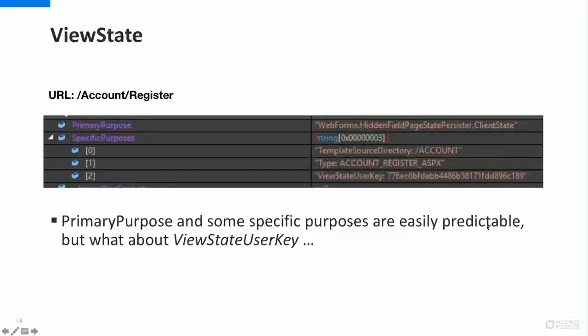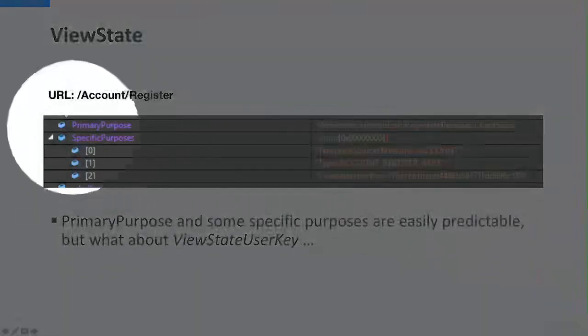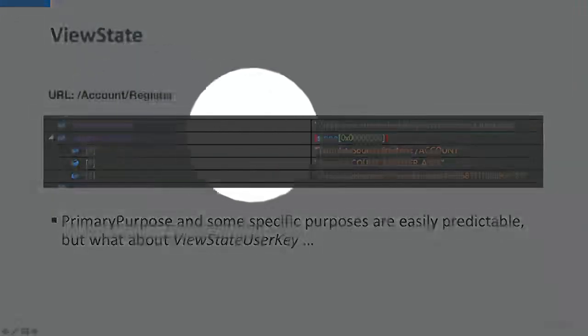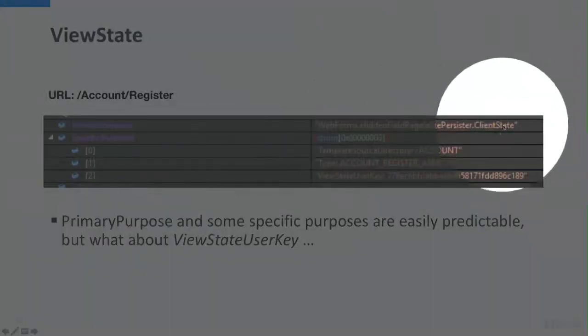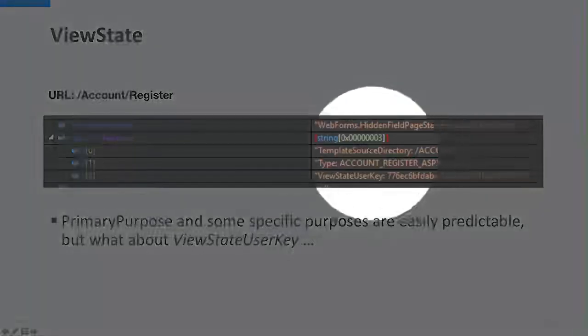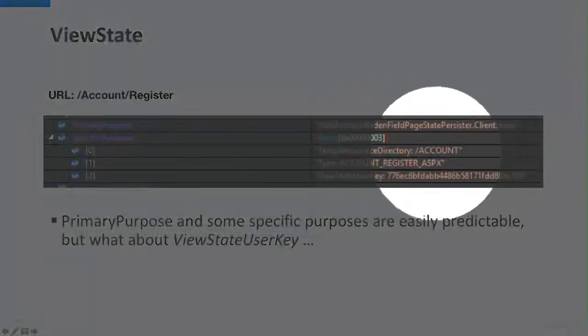So I just connected a debugger and took a look, and I visited the account register page, and then I checked the values for these purposes strings. The first one is the primary purpose, right? And this one is always going to be the same, this string over here with the client state if it's for the view state, other values for other things. And then you have the specific purposes, right? The first one is the template source directory, /account.